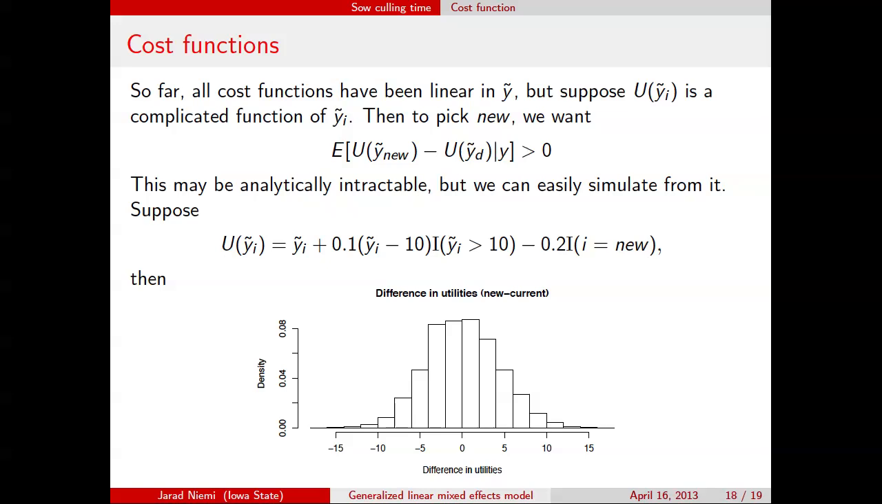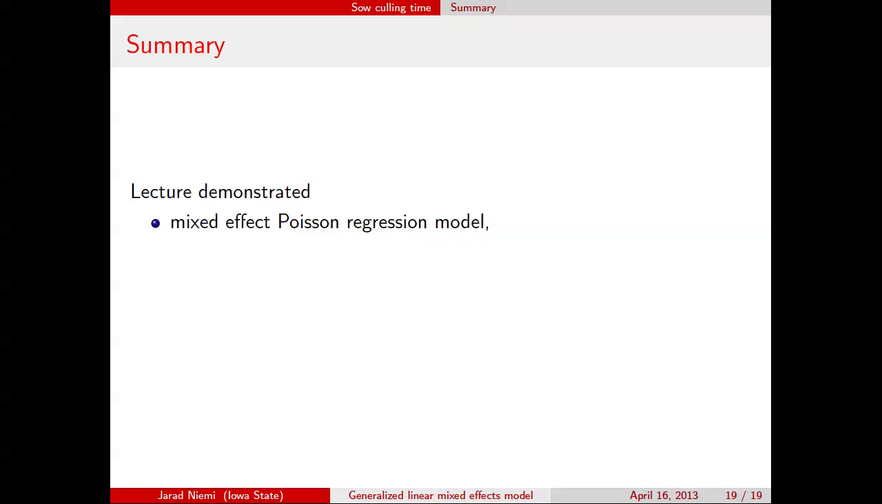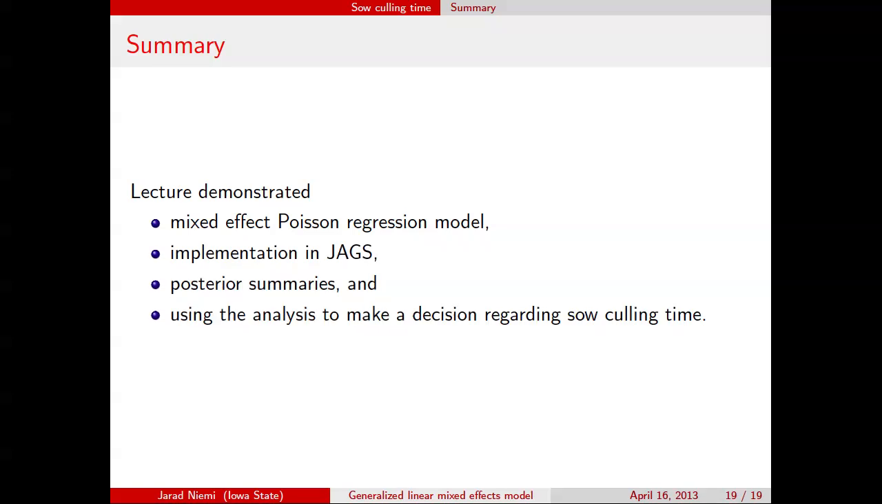Right? Okay, so sorry that I rushed through the cost function stuff. That's what always happens in stats classes, right? Apparently go take an econ class if you want to hear more about that. Anyway, so this is what I tried to cover today, right? Just an implementation of a Poisson mixed effect model and how you would do it in JAGS. Thanks.